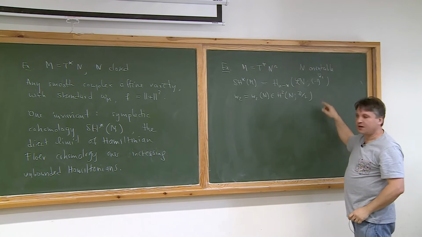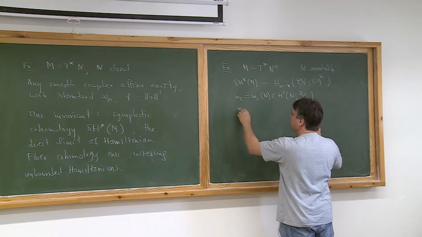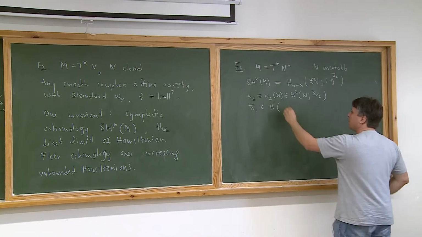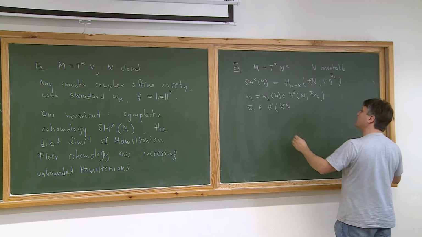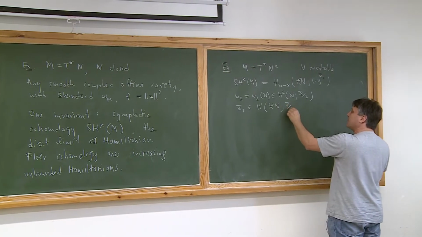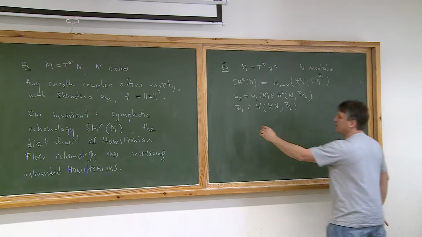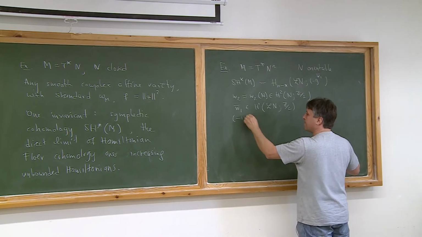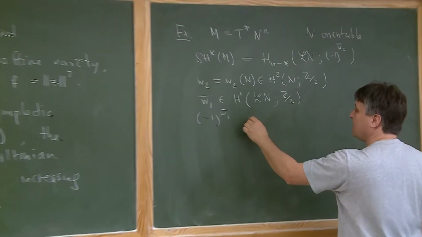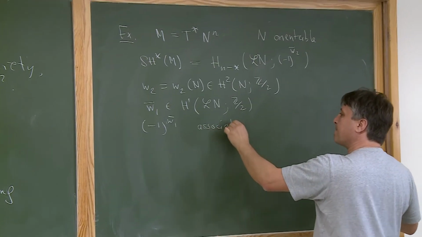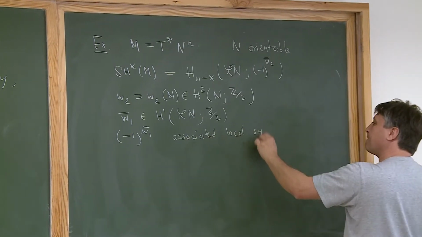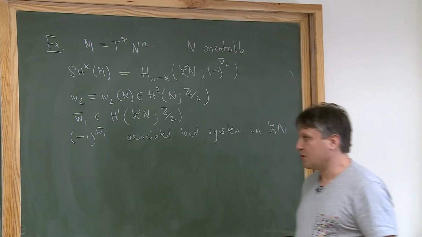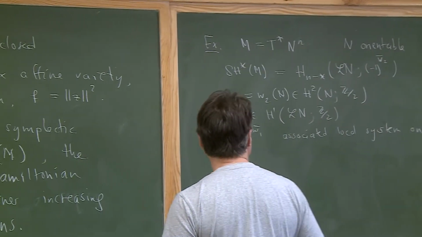Okay. So then you transgress it, so you pull back by evaluation and so on. That gives you a class here, and -1 W1 bar is the associated local system. Okay. So by the way, yeah.